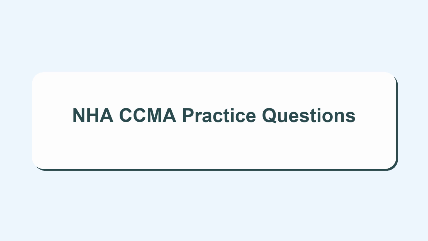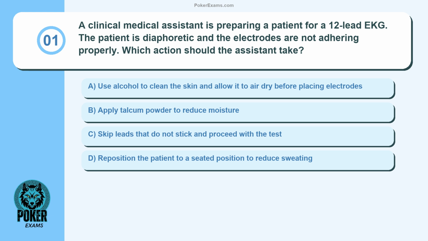NHA CCMA practice questions. Question 1. A clinical medical assistant is preparing a patient for a 12-lead EKG. The patient is diaphoretic and the electrodes are not adhering properly. Which action should the assistant take?